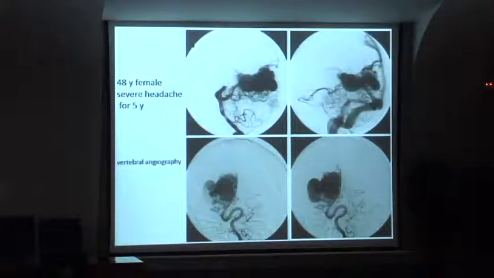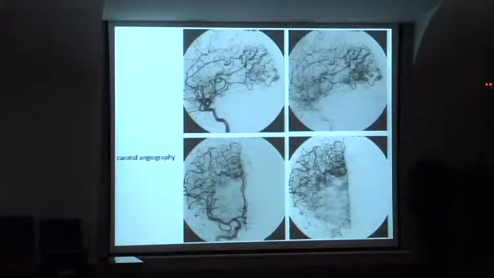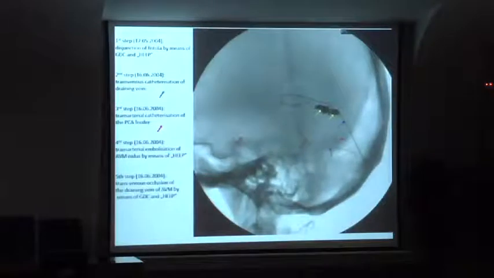And I would like to show a very interesting patient. A 48-year-old female, with severe headache for 5 years. It's a vertebral angiography, and you can see a big malformation with a direct arteriovenous shunt. And carotid angiography, and you can see many AVM feeders. Catheterization is impossible, but super selective catheterization of all feeders in this malformation.